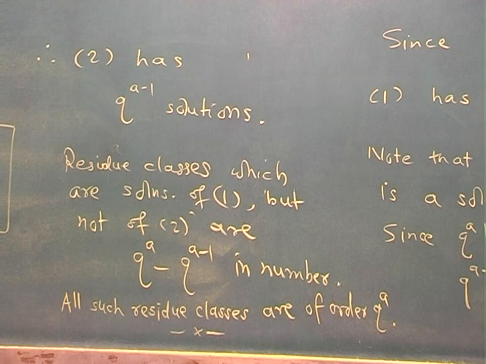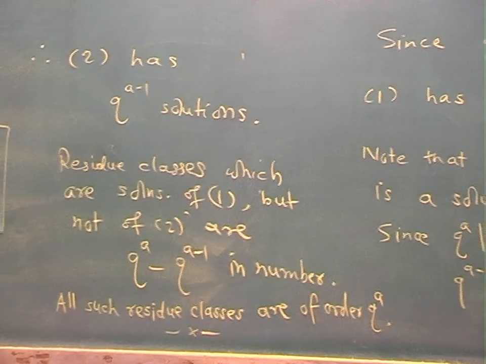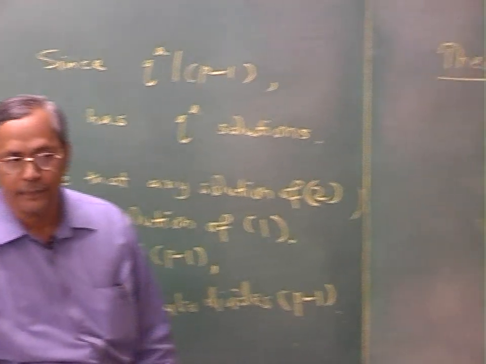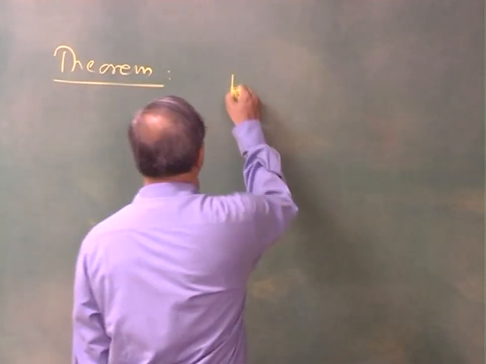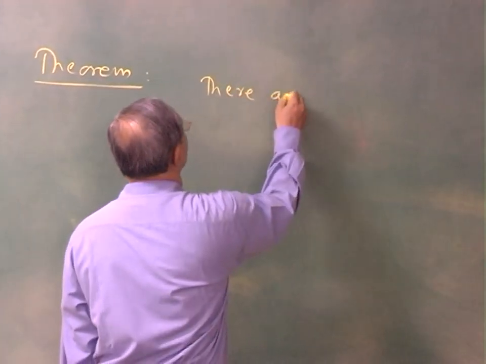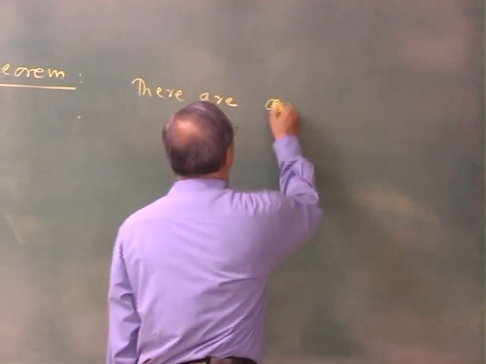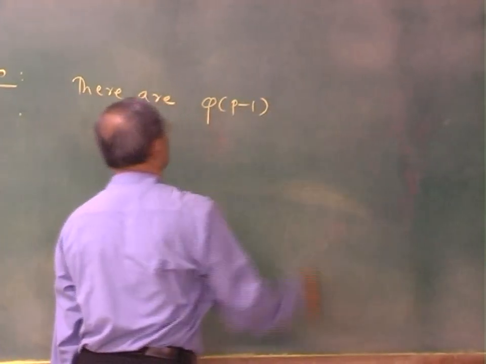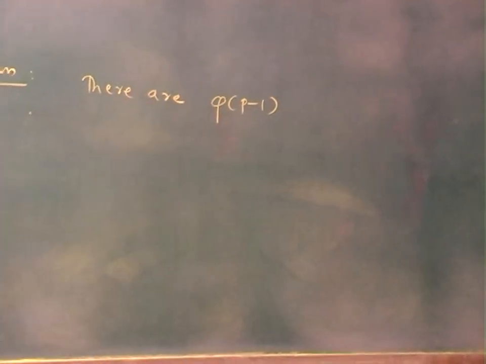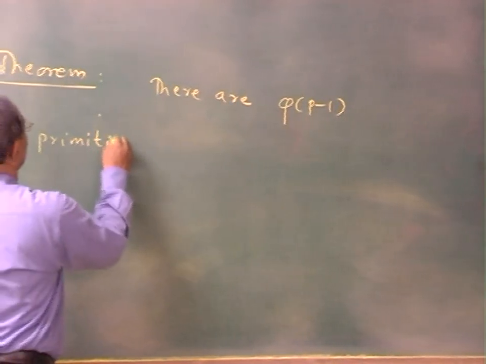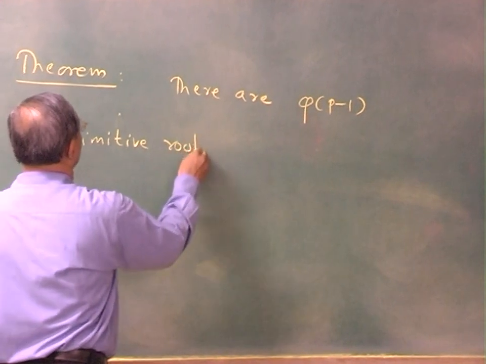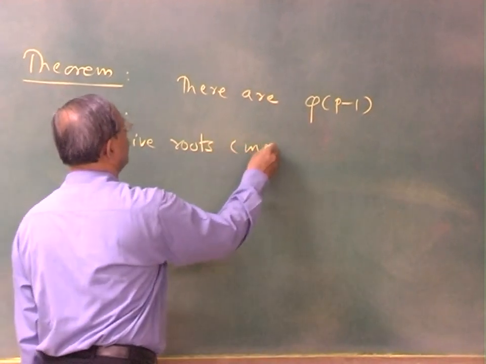So this is a very important theorem about residue classes mod p. There are phi of p minus 1 primitive roots mod p.